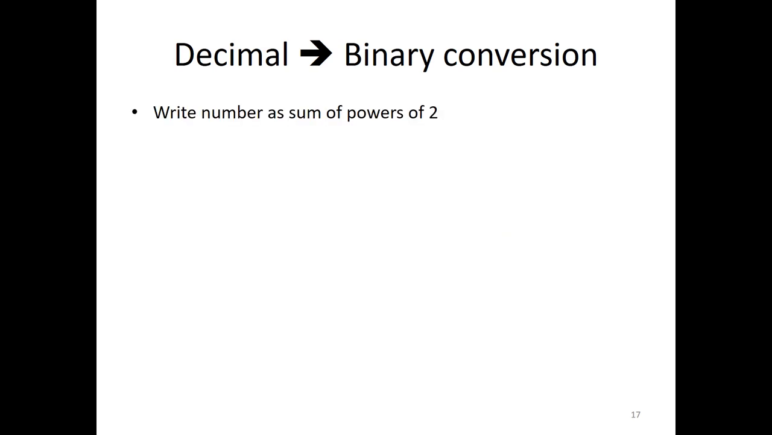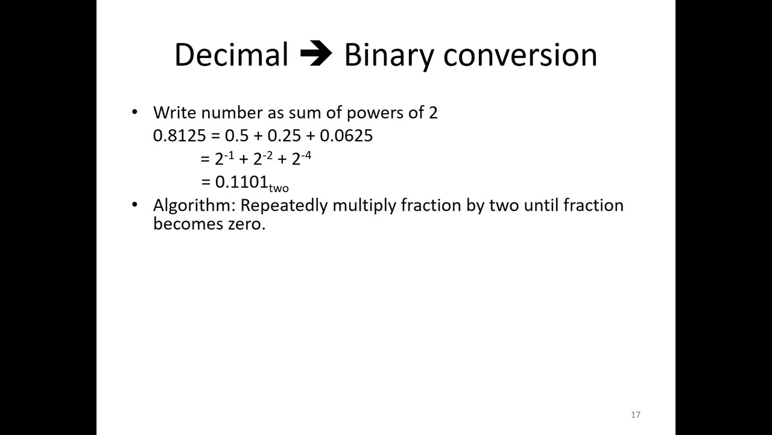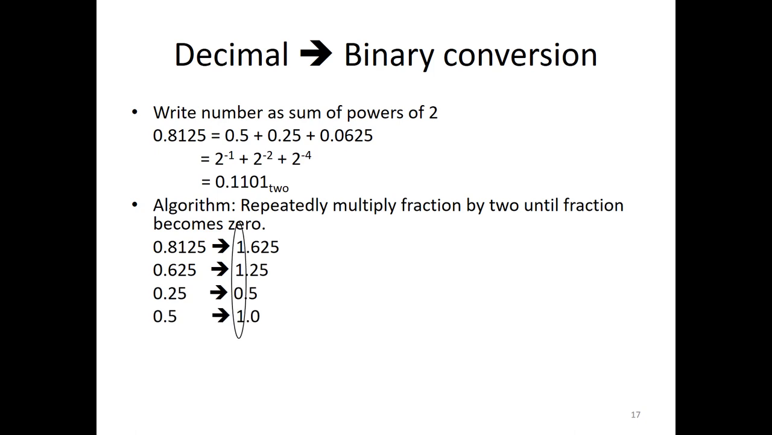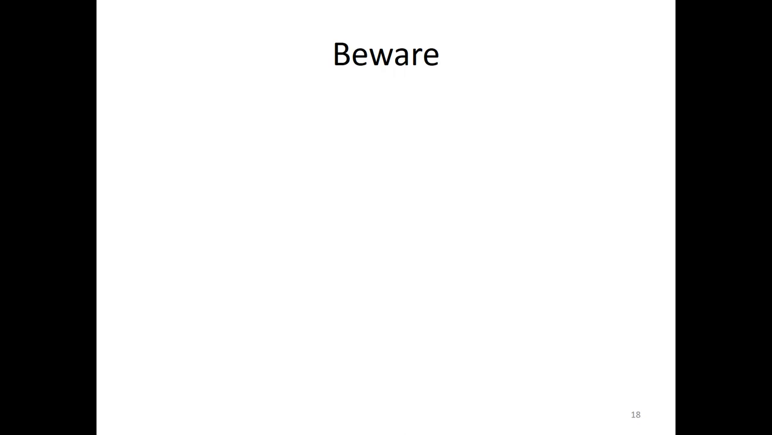For decimal to binary, very easy. Remember, write the number as a sum of powers of 2 by continuous or repeated division, and you will get these numbers. The algorithm for the fractional part was to repeatedly multiply the fraction by 2 until the fraction becomes 0. You just keep on multiplying, and you collect these numbers, and you get the resultant number. Remember, very, very important thing.